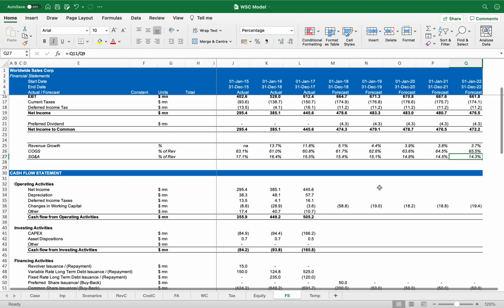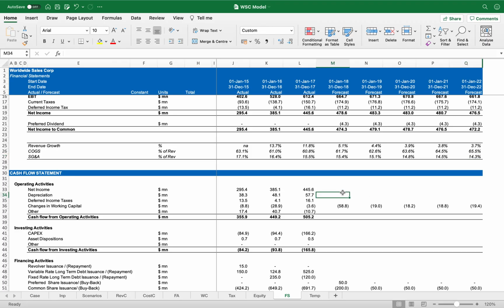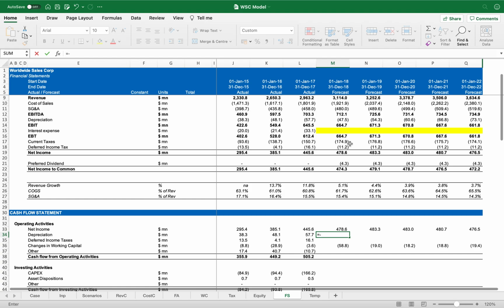Okay, cash flow statement. Now let's look at the cash flow statement. Net income. All right. Now, where do I connect this net income from? Net income will be the net income from the income statement. All right. So, net income, link it to the net income. Depreciation, please link it to the depreciation. Now, I need to add the depreciation back.